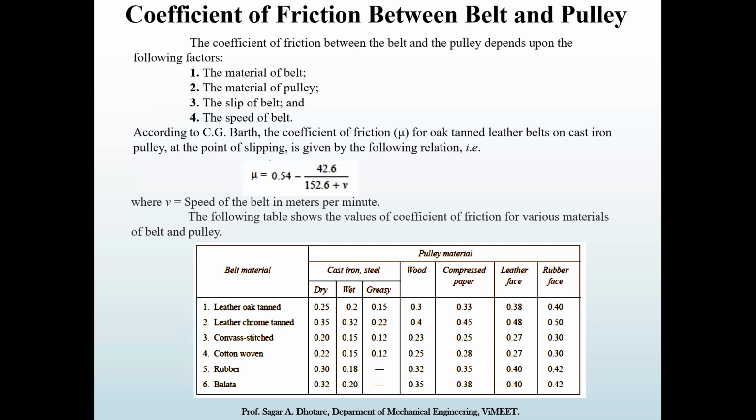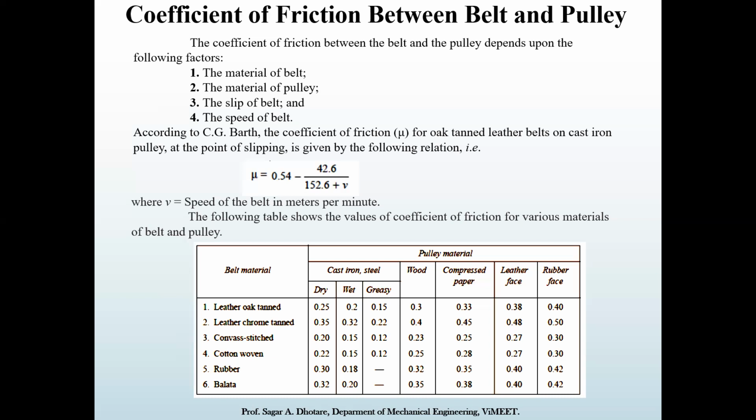Now look at the belt material: leather oak tanned, leather chrome tanned, canvas stitched, canvas woven, rubber and balata. The pulley material is cast iron or steel. Again, there are three conditions: dry condition, wet condition, and greasy condition. So let's see the first condition, leather oak tanned. In a dry condition, the coefficient of friction is 0.23, but it is increased with the chrome tanned belt. Leather chrome tanned belt has the highest coefficient of friction with the cast iron or steel pulley in a dry condition, that is 0.35. Then in wet condition also it has a higher coefficient of friction, that is 0.32, and in greasy condition also it has more coefficient of friction than the other types of materials, that is 0.22.